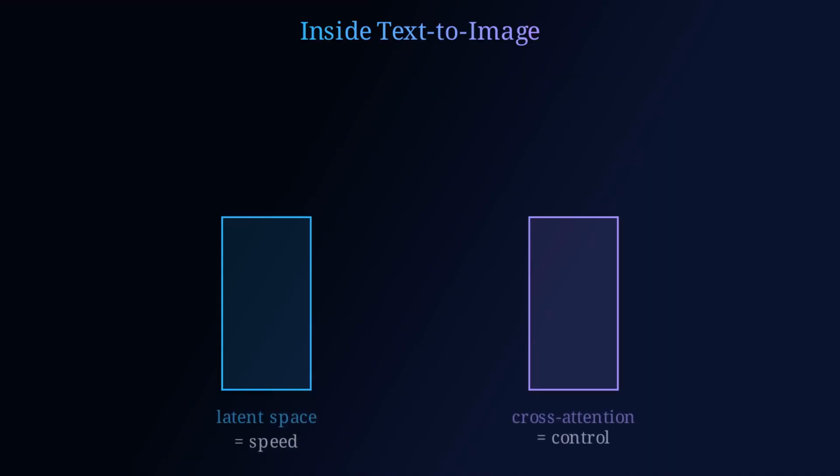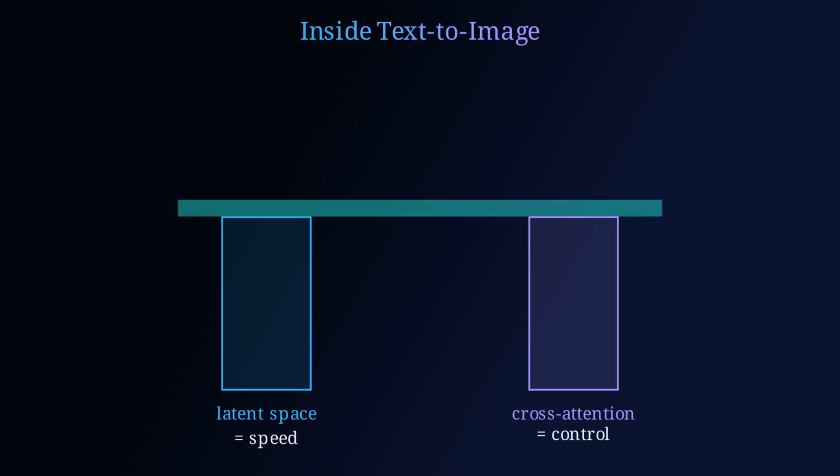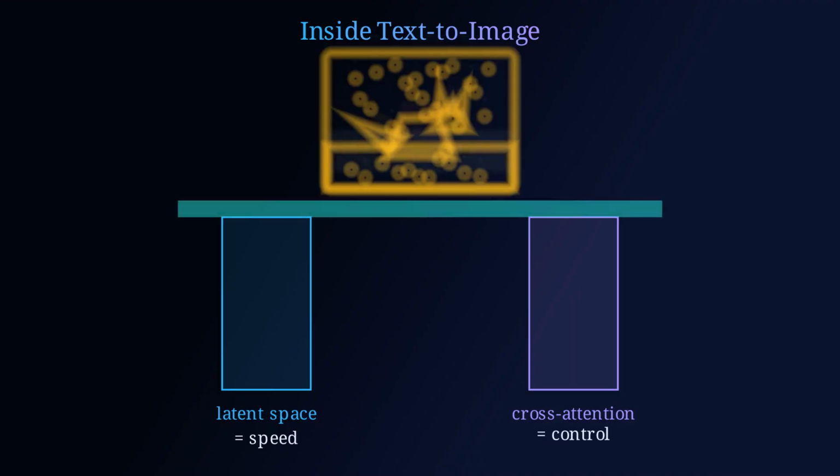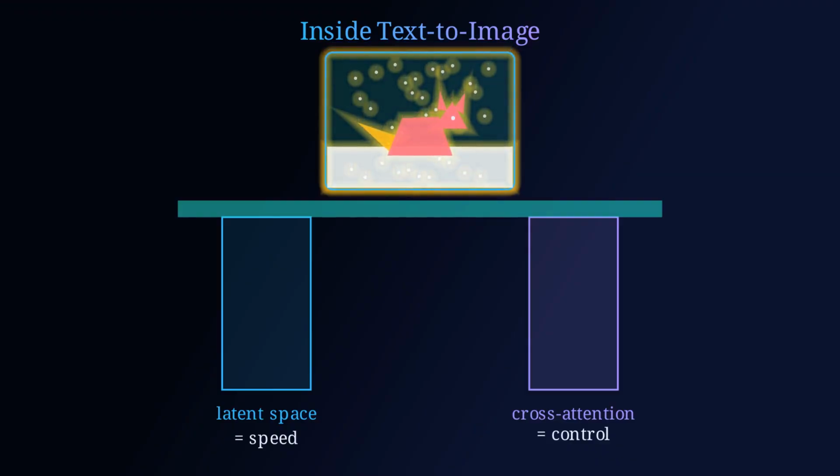Notice how the two big ideas fit together. Latent space is what makes it fast. All the hard work happens on a small grid instead of millions of pixels. Cross-attention is what makes it obedient. Your words are pulled into the process at every step and every scale. Speed from compression, control from attention.